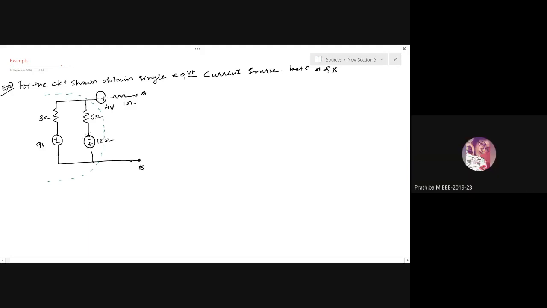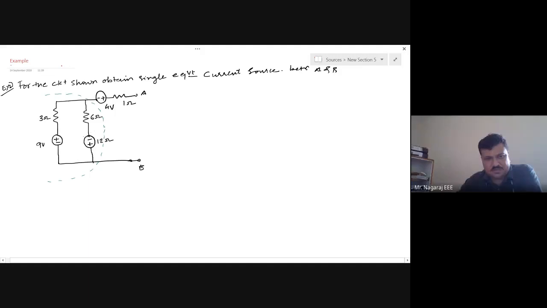We need to convert into current source. Yes. I have to convert 9 volt 3 ohm into current source, 12 volt 6 ohm into current source, take effective value of that. Then whatever the next step necessary, I have to do. Right. I cannot directly take the equivalent value of 9 volt and 12 volt, 6 ohm and 3 ohm and directly jump into the solution.